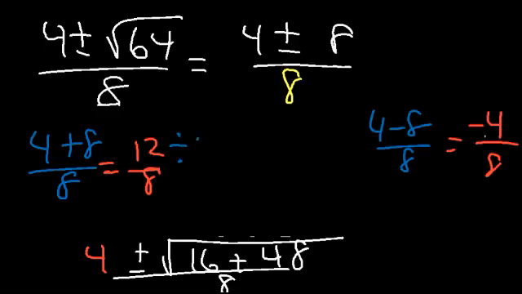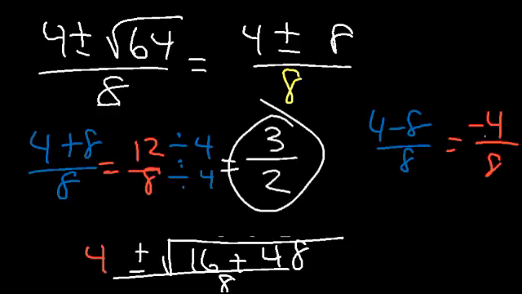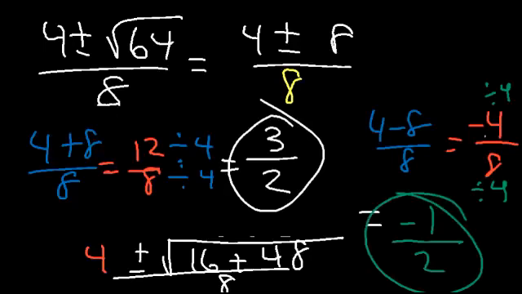So we got to reduce the fraction by dividing by 4. 12 divided by 4 is 3. 8 divided by 4 is 2. So that's one answer that we had before, which was 3 over 2. And now for negative 4 over 8, let's divide the top and bottom by negative 4. Negative 4 divided by 4 is negative 1, and 8 divided by 4 is 2, so that's the other answer that we had before. And so you can get the same answer if you use the quadratic equation.